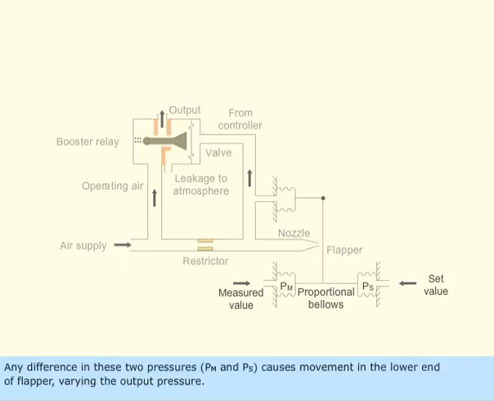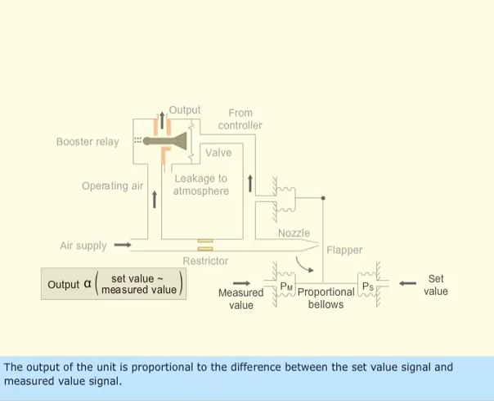Any difference in these two pressures, P_M and P_S, causes movement in the lower end of the flapper, varying the output pressure. The output of the unit is proportional to the difference between the set value signal and measured value signal.